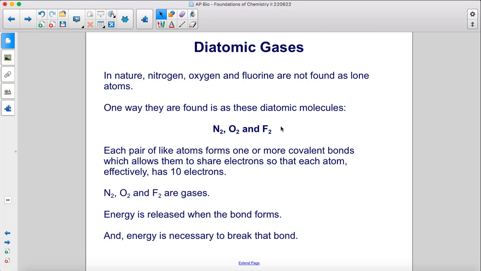Each pair of like atoms forms one or more covalent bonds, which allows them to share electrons, so that each atom effectively has 10 electrons. N2, O2, and F2 are gases. Energy is released when the bond forms, and energy is necessary to break that bond.